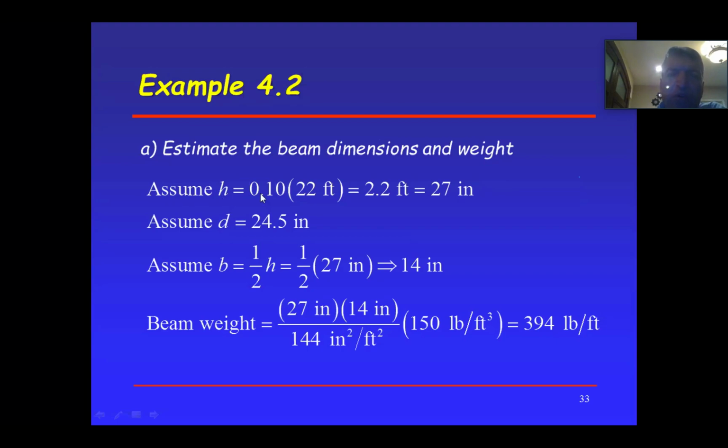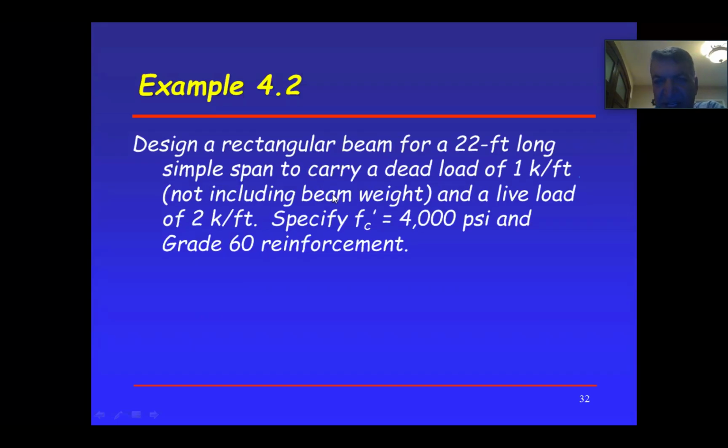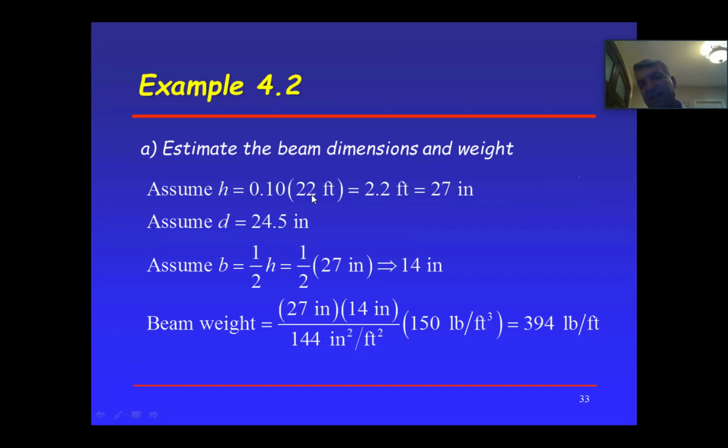Assume h equals 0.1 times L. Remember, he told me the length of the span is 22 feet. So one assumption you can make is 10% of the span length is the depth. Honestly, a lot of the time this gives you too large a section, but I want to go through it just to go through it. Later on, we're going to use a different method. So you know the length, 22 feet, 0.1 times the length gives you the h. Again, this is assumed. 2.2 feet, 27 inches. All right?